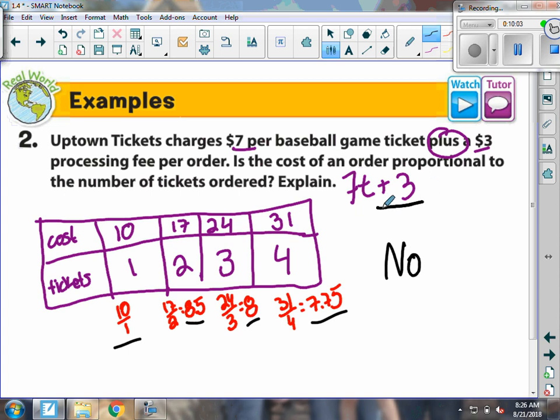Anytime you are adding something, a processing fee, a delivery charge, anything you have to add on for the order, it will not be proportional. Okay? So that's kind of a little trick that we have there. Anytime you have to add something to your number, it's not going to be proportional.